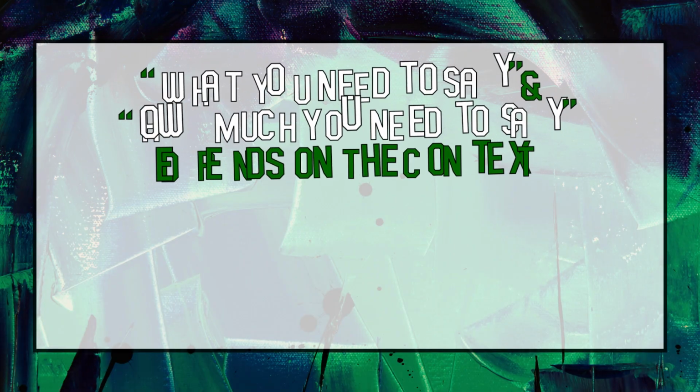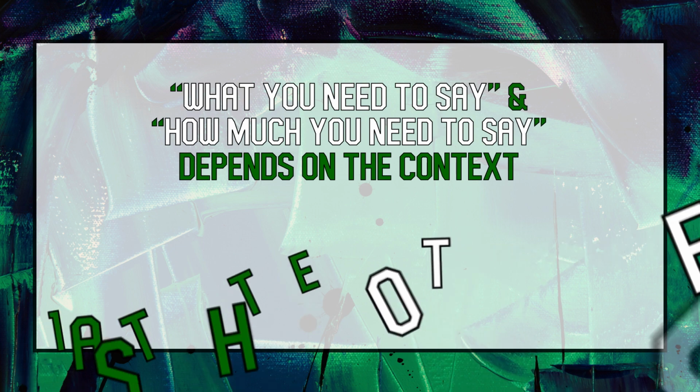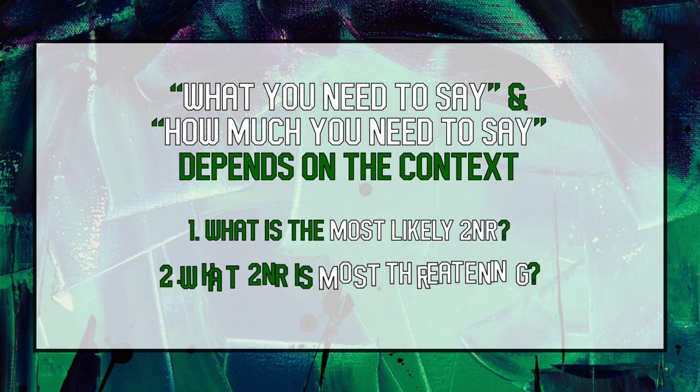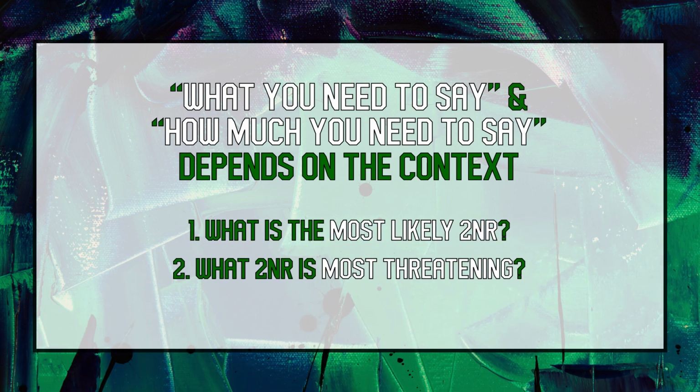What you need to say and how much you need to say depends on two primary questions. What is the most likely 2NR, and what is the most threatening 2NR? Many times these are the same things, but sometimes they're different. You can rarely be 100% certain about the 2NR, but you can typically identify the one or two most likely options based on the team's tendencies, the 1NC, and your read of the initial cross-examinations.